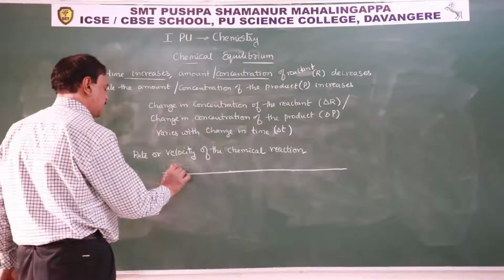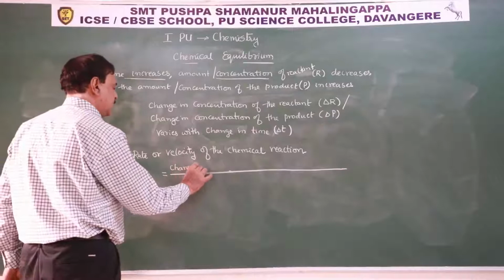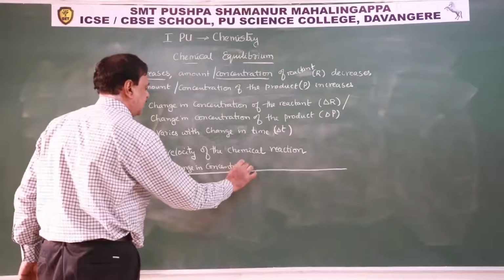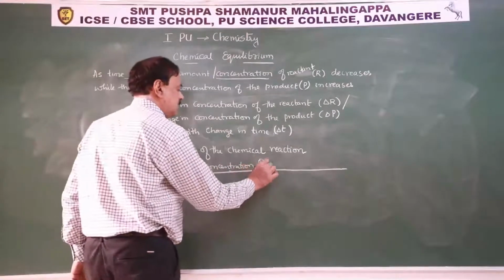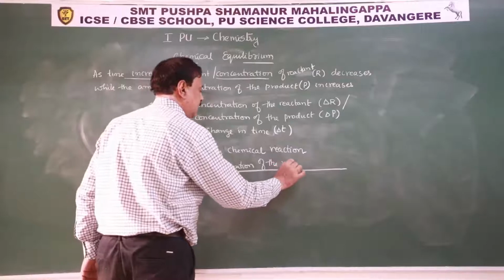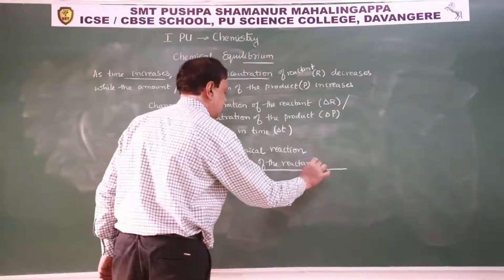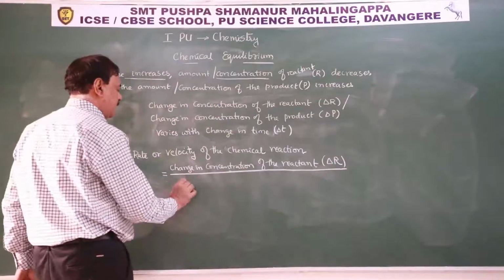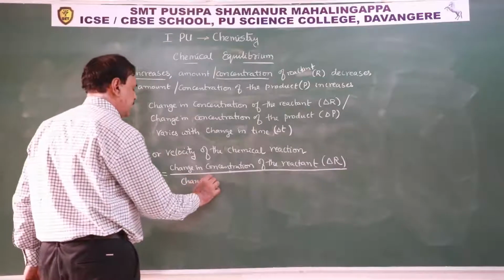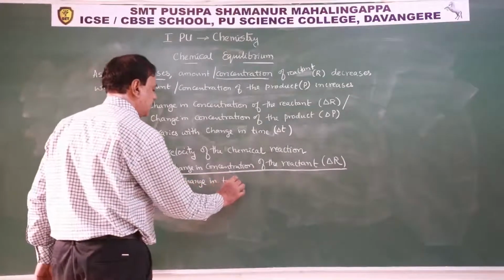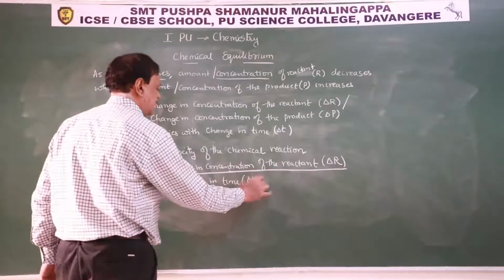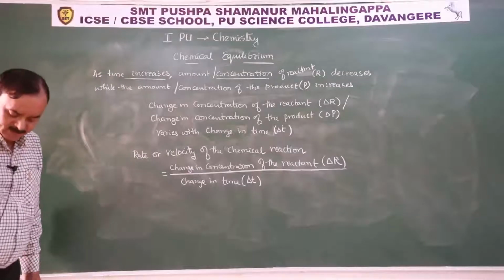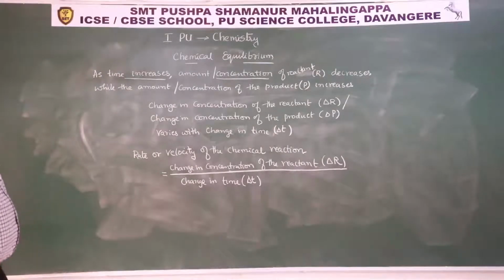Change in molar concentration of the reactant divided by change in time, that is delta T. Therefore, rate of a chemical reaction is defined as change in molar concentration of the reactant, or even you can use change in molar concentration of the product also.